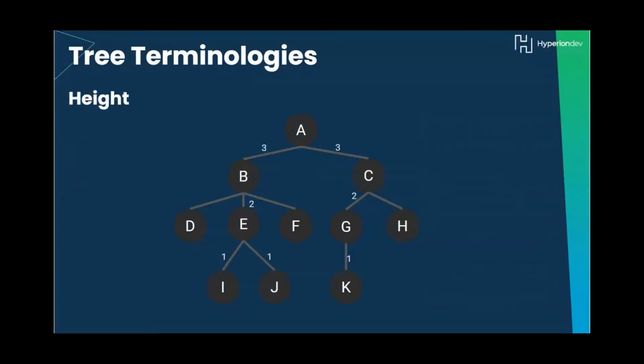Next, we have height, and it's the total number of edges from leaf nodes to a particular node in the longest path, called the height of that node. In a tree, the height of the root is said to be the height of the tree. In a tree, the height of all leaf nodes starts at 0.